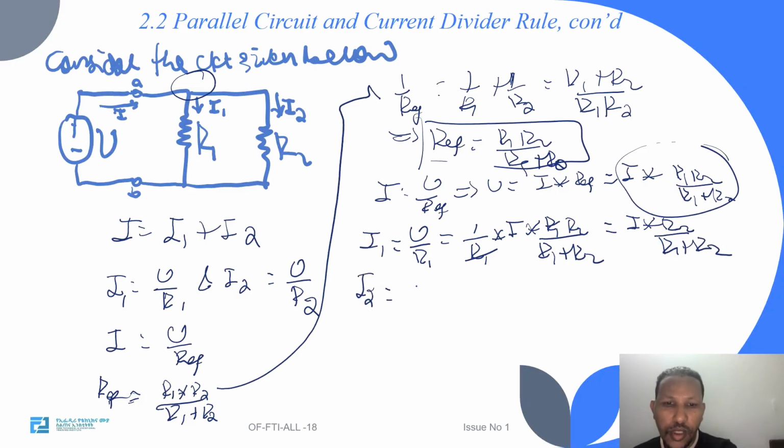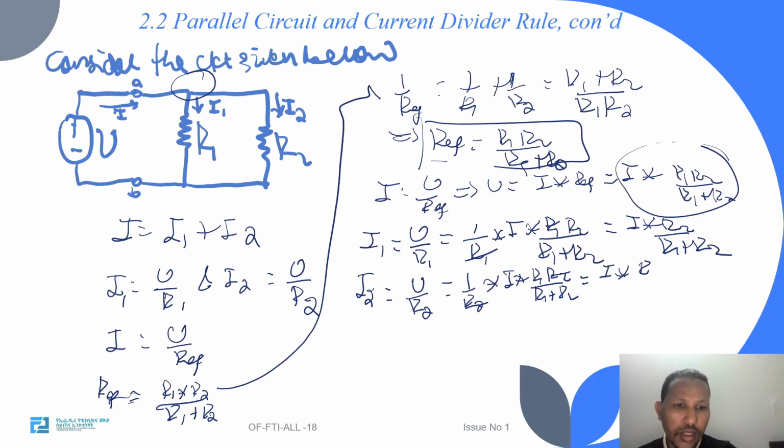Similarly, I2 equals V over R2, which equals 1 over R2 times I times R1 R2 over R1 plus R2. So R2 will be cancelled, so you'll have I times R1 over R1 plus R2. So this is how we can determine the current among the parallel connected resistors.